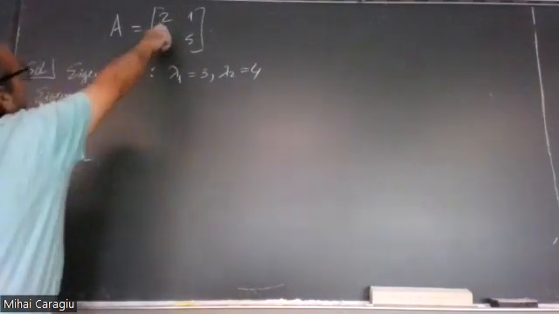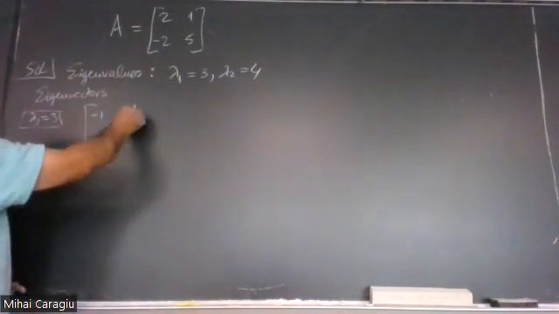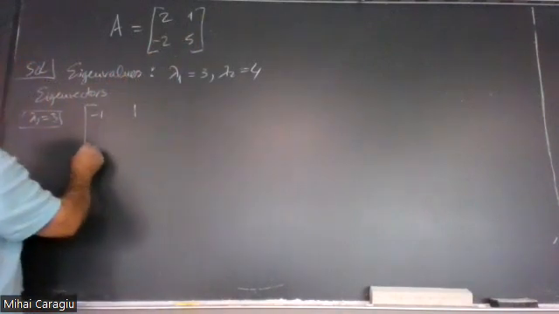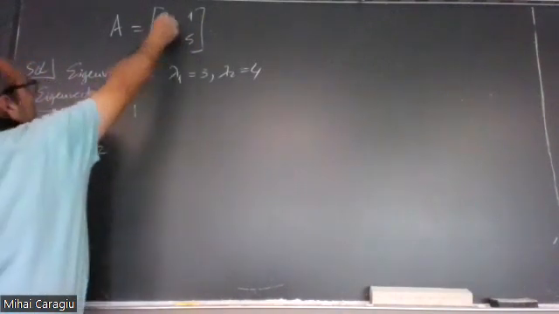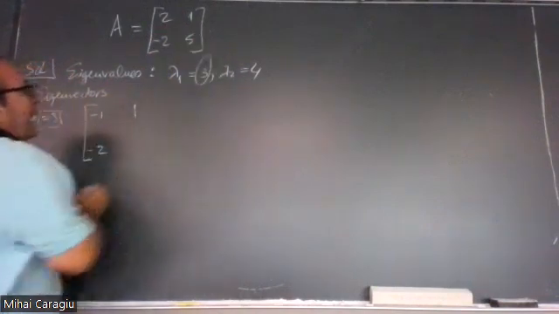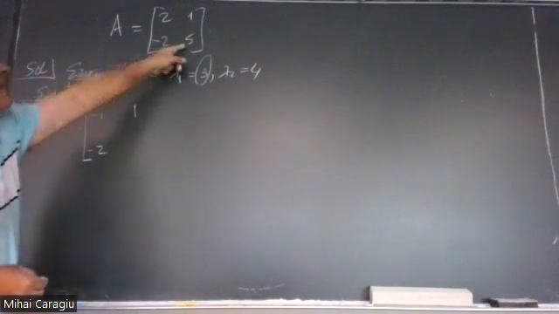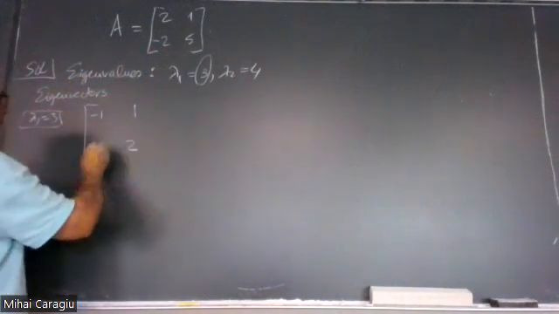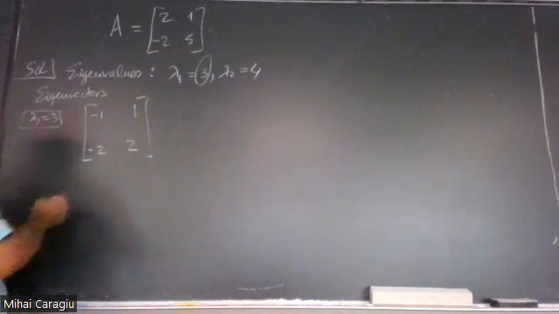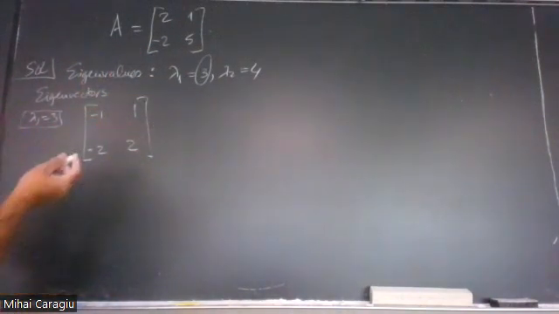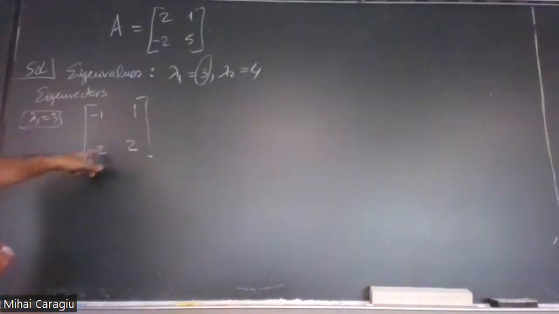So 2 minus 3 here is minus 1. From this upper right one, nothing. Don't subtract anything. Leave this one alone again, minus 2, and subtract 2. So subtract 3 from the diagonal entries. So 2 minus 3 is minus 1, 5 minus 3 equals 2. So this is the matrix A minus 3I, which is minus 1, 1, minus 2, 2.